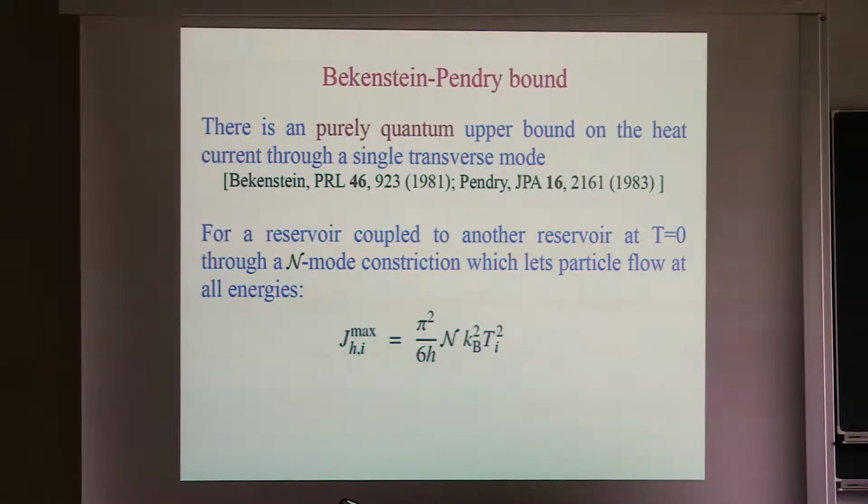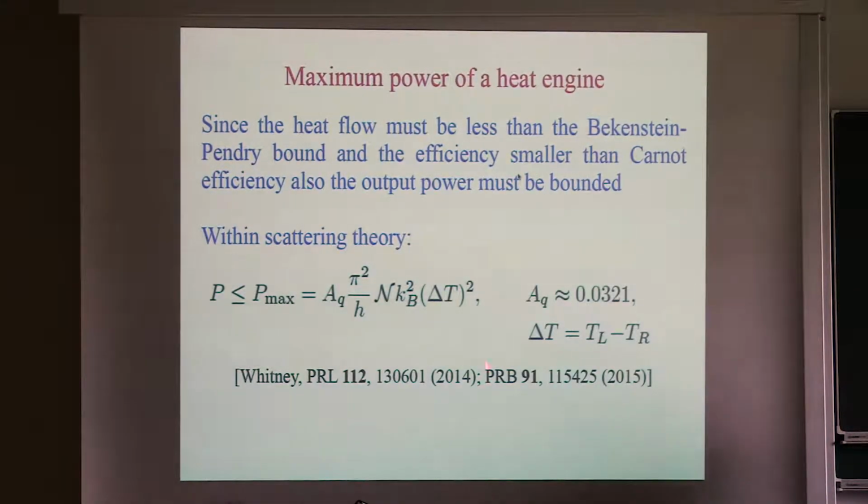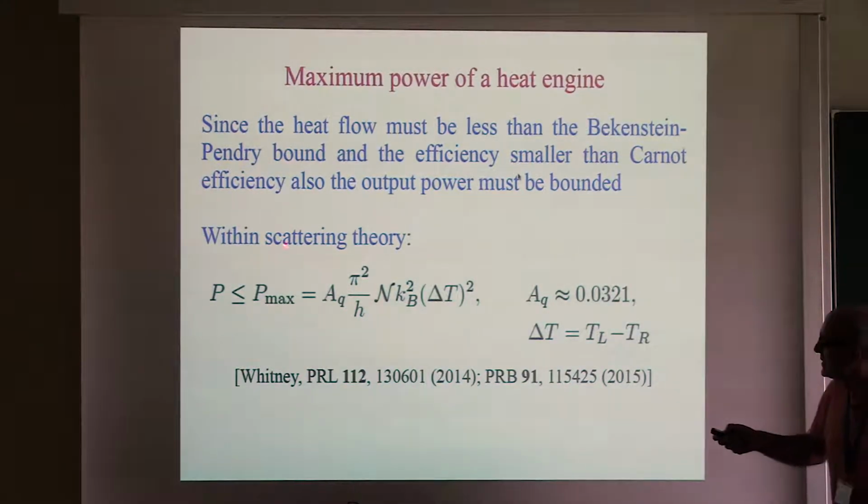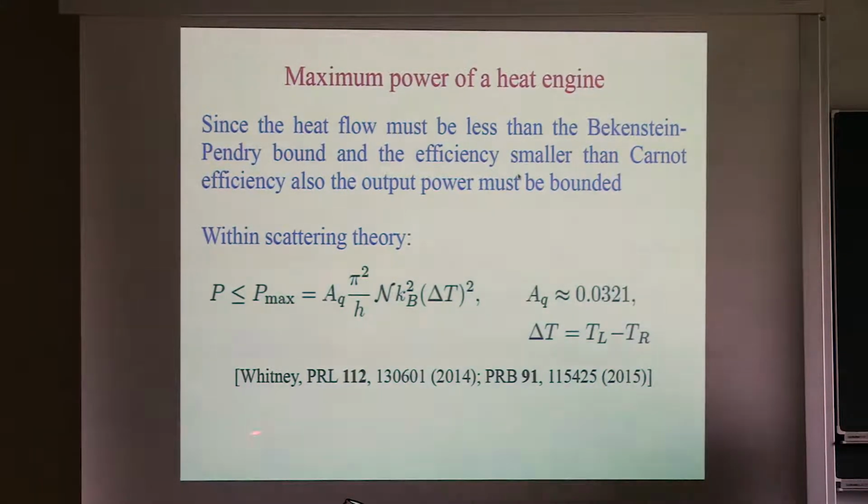Then, of course, if heat is upper bounded, the efficiency is upper bounded too by the Carnot efficiency, and so the power must also be upper bounded. You can work this out within scattering theory, as was done by Rob Whitney a few years ago in these two papers. You can then set the value of the maximum power, which is proportional to the number of transverse modes and to the temperature difference between the hot and cold reservoirs.